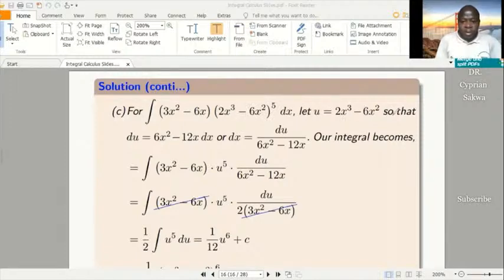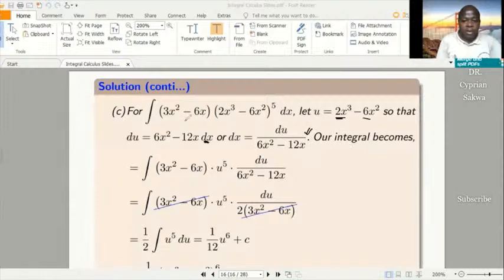So let u be that and differentiate on both sides. When you differentiate this part, you get 6x squared, and this part gives you negative 12x. So du equals (6x squared minus 12x) dx. Make dx the subject, just the same way we've been doing, by dividing both sides by this. So dx will be du divided by this, and we have this.